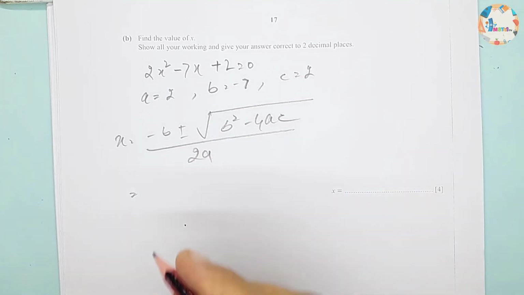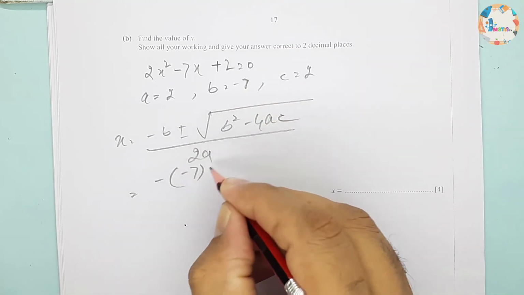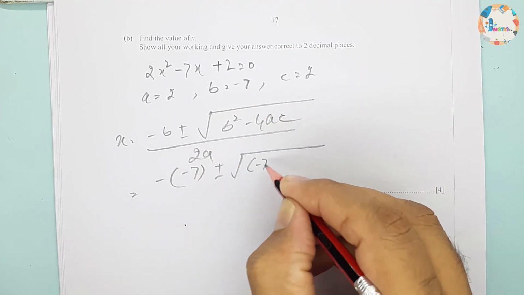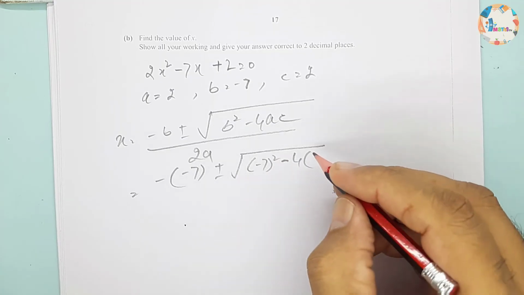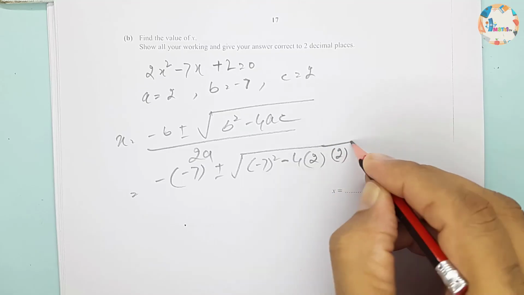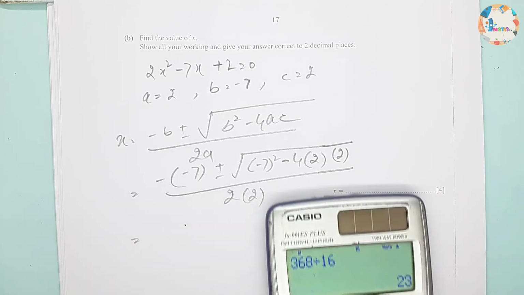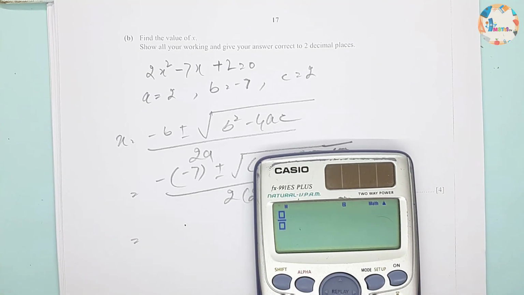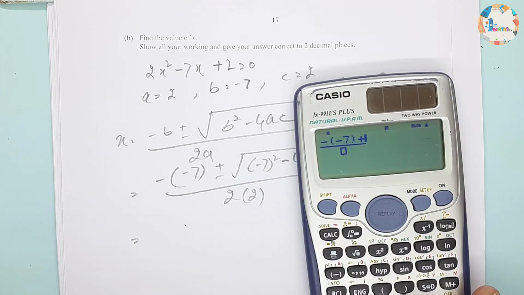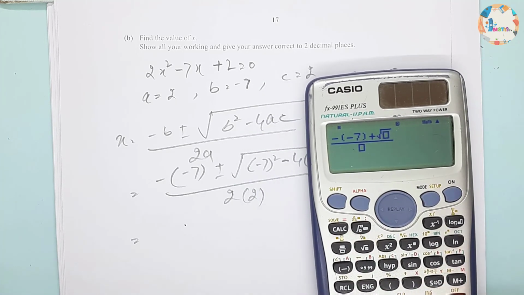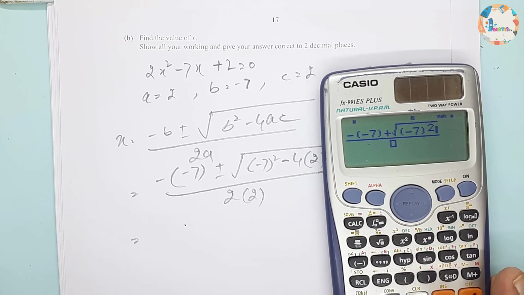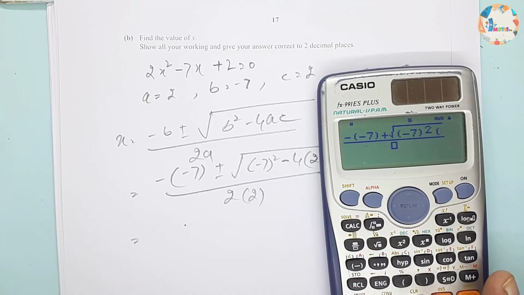Now replacing the values: minus b, which is minus minus 7, plus minus b square, which is minus 7 squared, minus 4 into a, which will be 2, into c, which will also be 2, over 2 into 2, which is a value. Now we have to calculate this one. So minus into minus 7 I will put in brackets, then I will take plus first, then we will take negative as well. So this will be under root minus 7 square, and then it will be multiplied by 2 into 2.